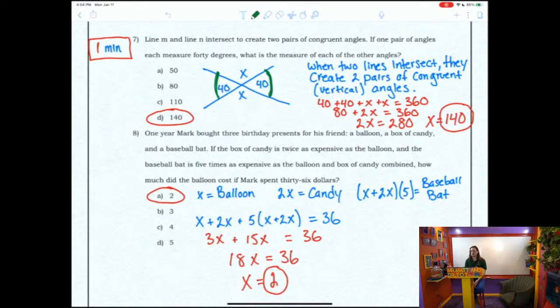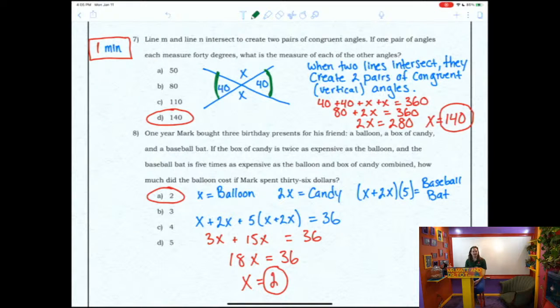Then they say that the baseball bat is 5 times as expensive as the balloon and box of candy combined. Okay, so it's not just one. So you have to take the price of the balloon, which is x, plus the price of the box of candy, which is 2x. X plus 2x is 3x. They say that the baseball bat is 5 times as expensive as $3x. 5 times 3x would be 15x. So if I add up all of these expressions, x plus 2x plus 15x, I'm going to get 18x.